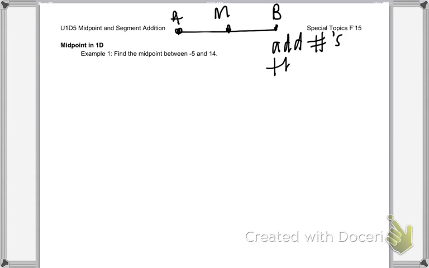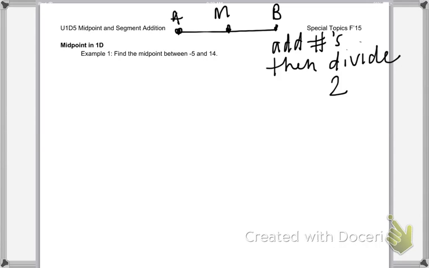When you're thinking about one dimension, you can think about the number line. If we have our segment AB, the midpoint is the middle, right in between. So if we are on the number line, we're basically averaging the numbers. What we're going to do is add the numbers and then divide by 2, just like if you were going to average your grades, you add them all up and then divide by how many there are.